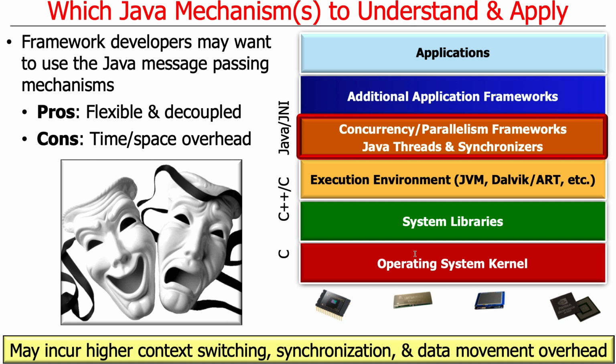So that's the good news. The downside is that there could be a bit higher time-space overhead. There's always this trade-off between performance and productivity. And the reason why it could be a little bit more costly from a performance point of view is moving data between threads can incur higher context switching, synchronization, data movement, and cache management overhead, which may or may not matter for what you're doing.